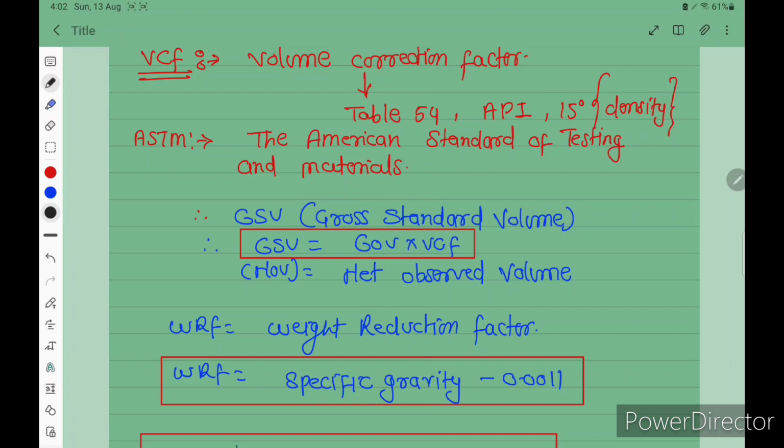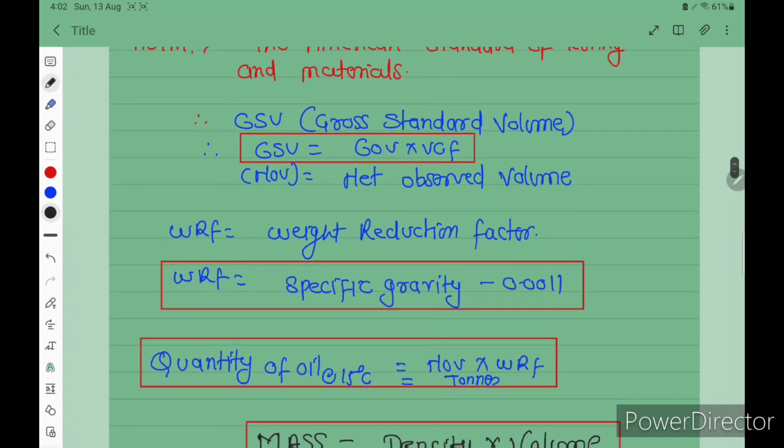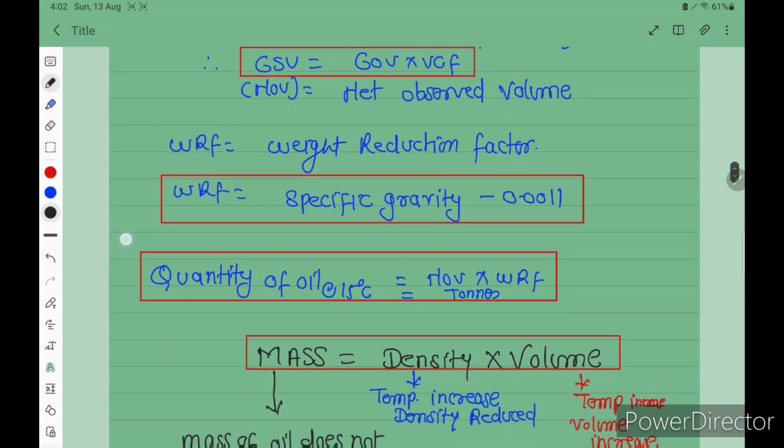Then weight reduction factor, WRF is equal to specific gravity minus 0.0011. This is standard. Okay, so now quantity of oil at 15 degrees is equal to net observed volume into weight reduction factor. So we get the quantity in tons.